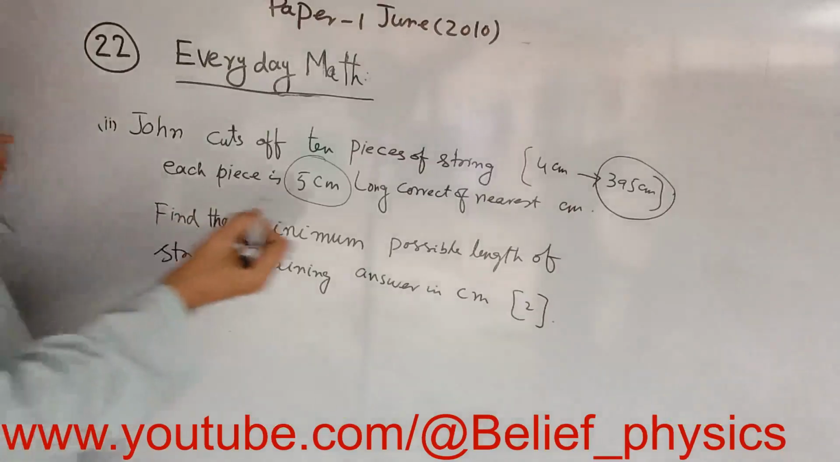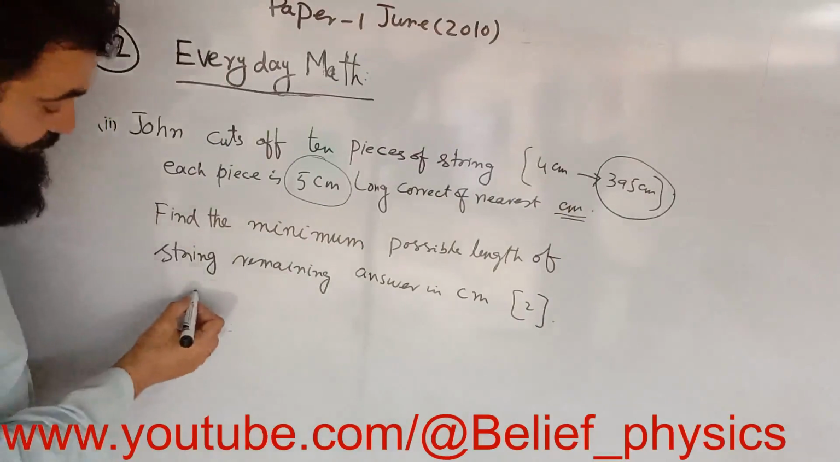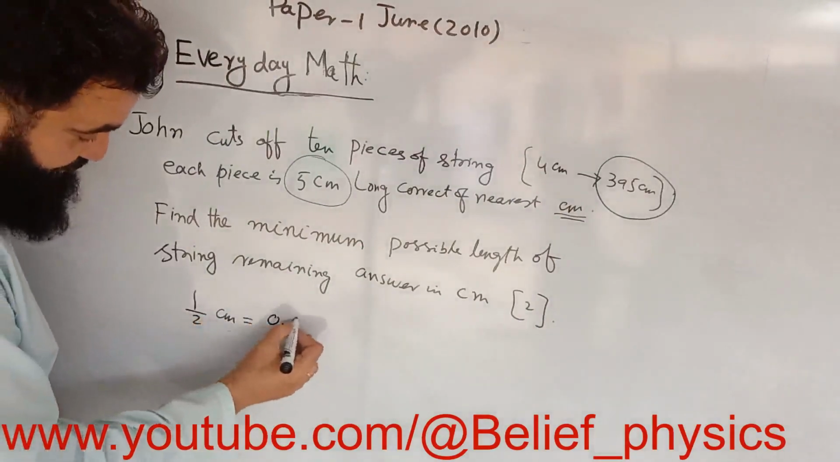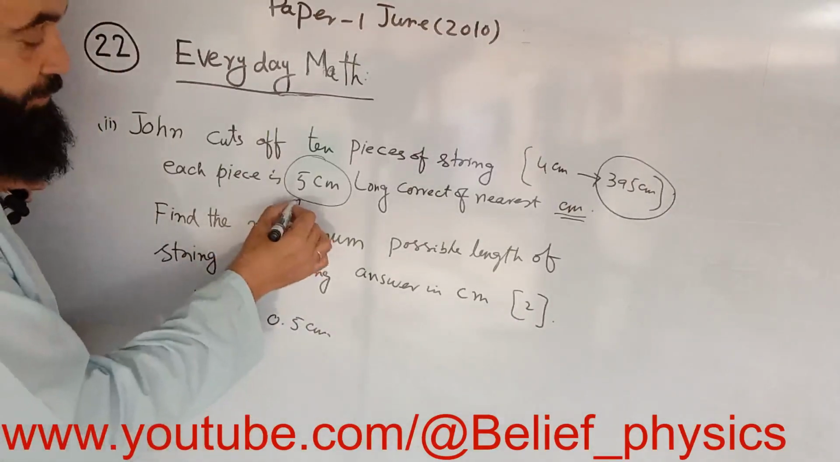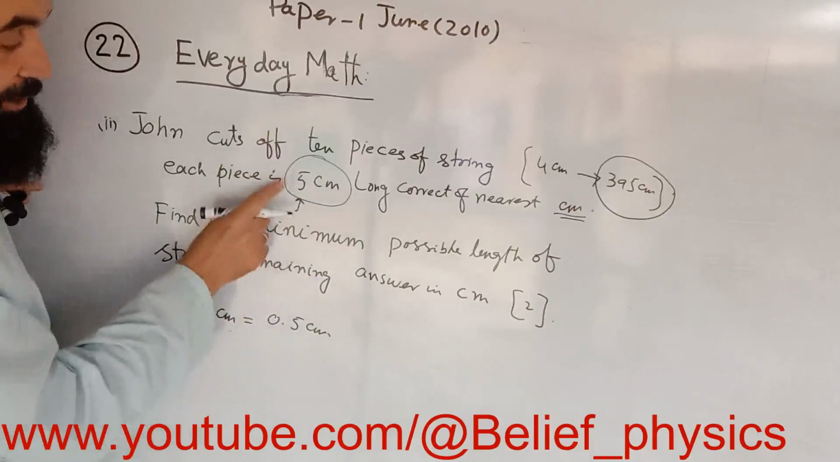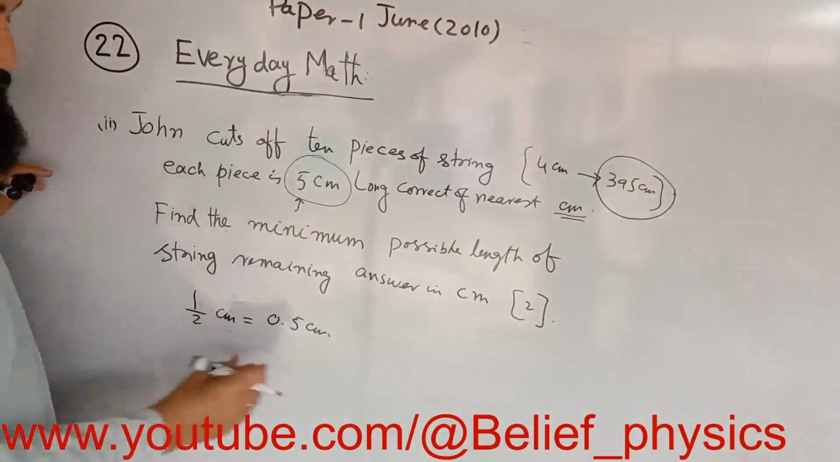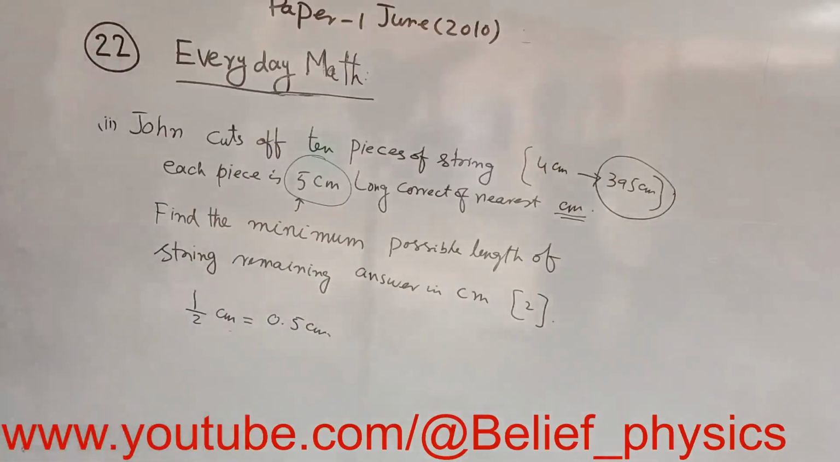So first of all, 1 centimeter, half of it is 1 over 2 centimeter, which is equal to 0.5 centimeter. So each piece can be 5 plus or minus 0.5 centimeter. So the lower bound of each piece is 4.5 centimeter.